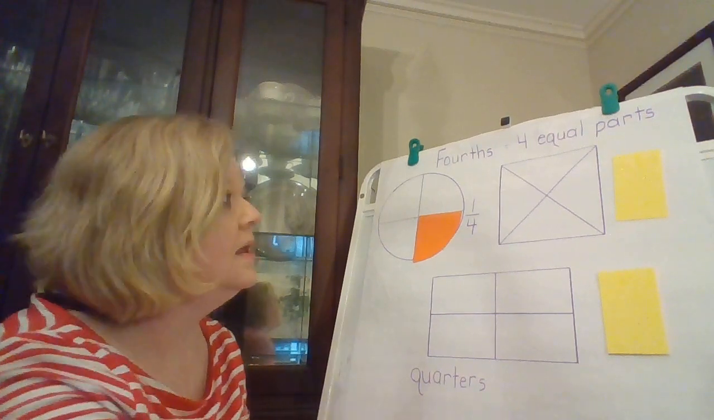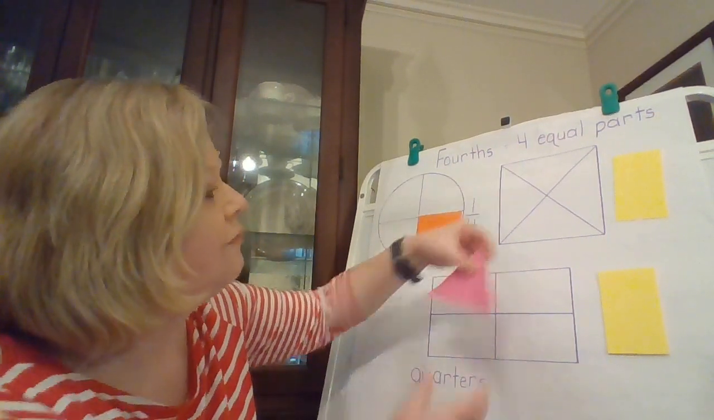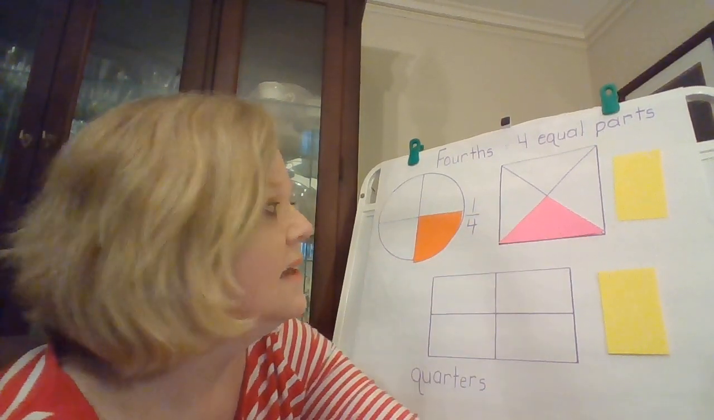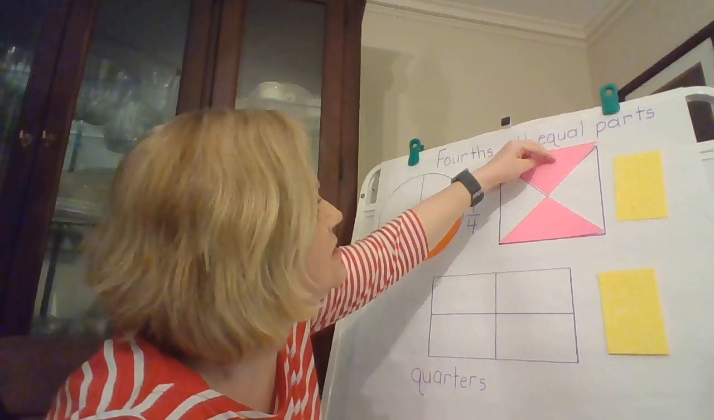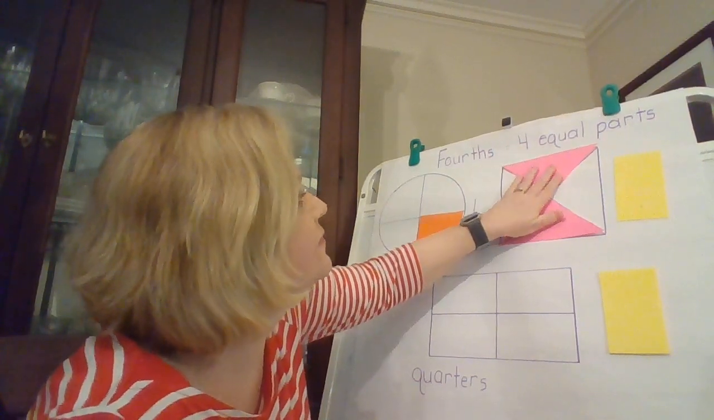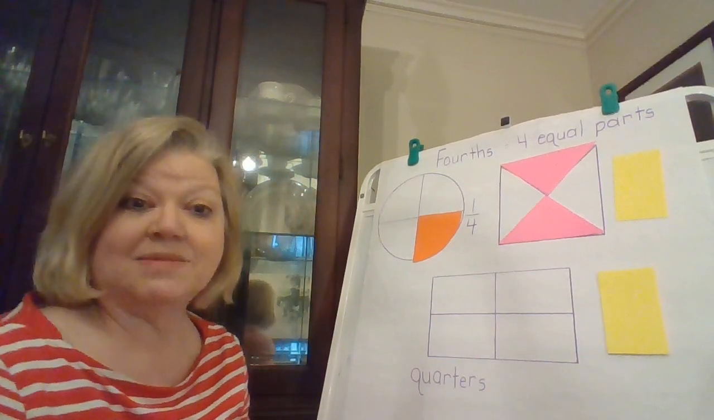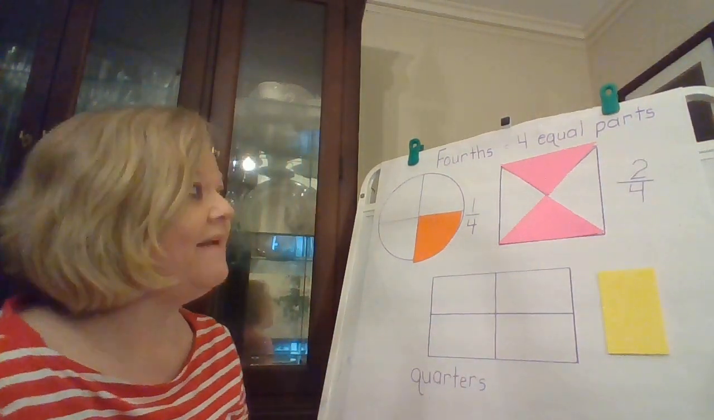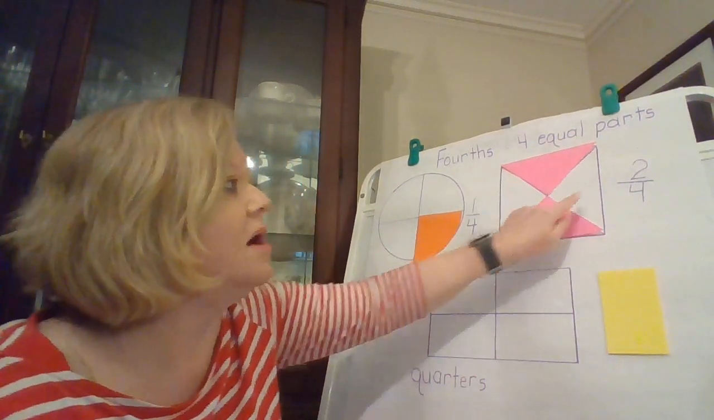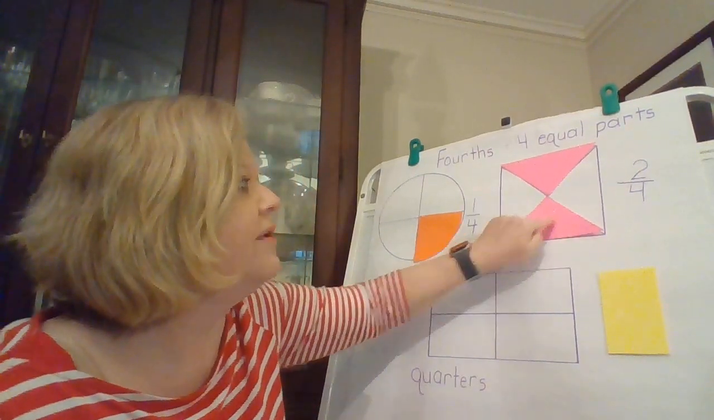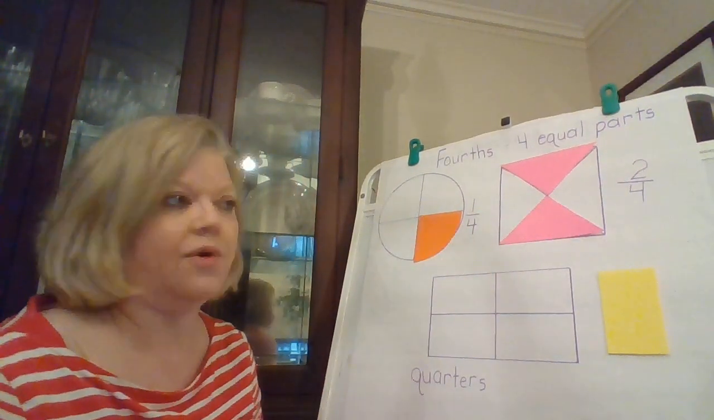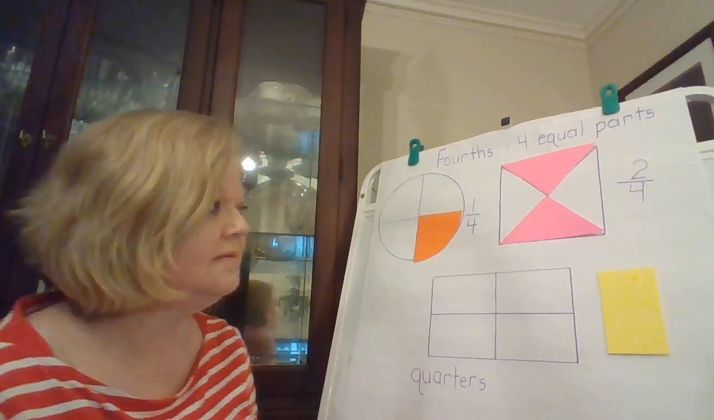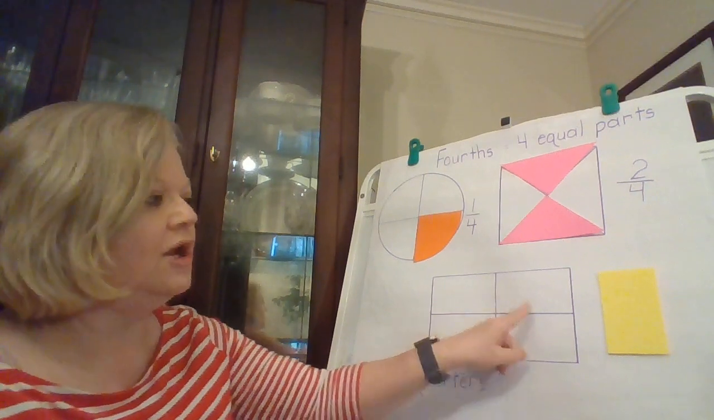Okay, look here. Let's say I'm going to do this, and I'm going to do this. What is my fraction going to be there? Woo! My fraction's going to be 2 parts are shaded out of 4 parts altogether. And we say that fraction 2/4. Good job, guys.